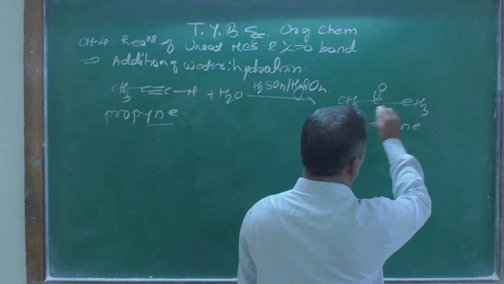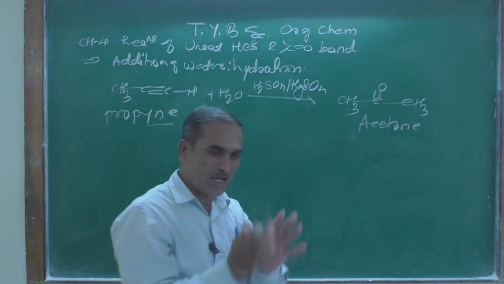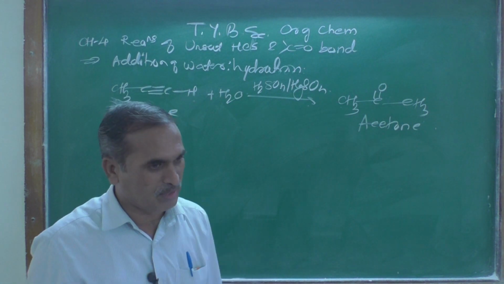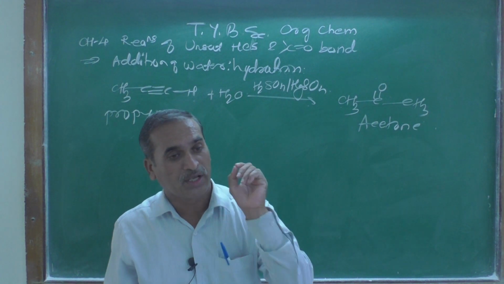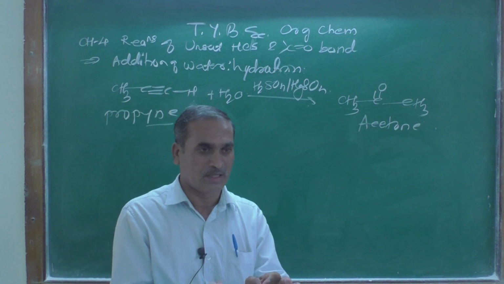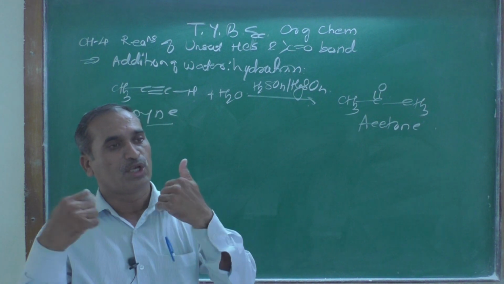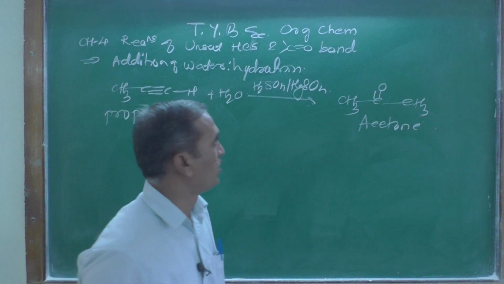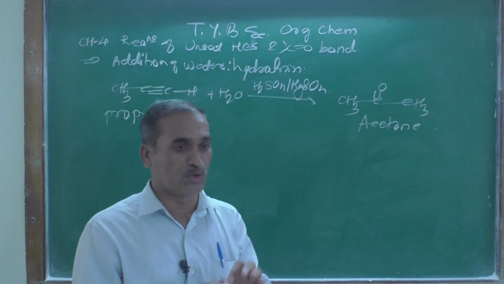Yes. Select the longest continuous chain, 1, 2, 3, and the carbonyl group is exactly in the middle one. And as I already told you, only acetylene gives you the aldehyde, acetaldehyde, and the rest of the alkynes give the ketone, and this is the ketone RCOR.